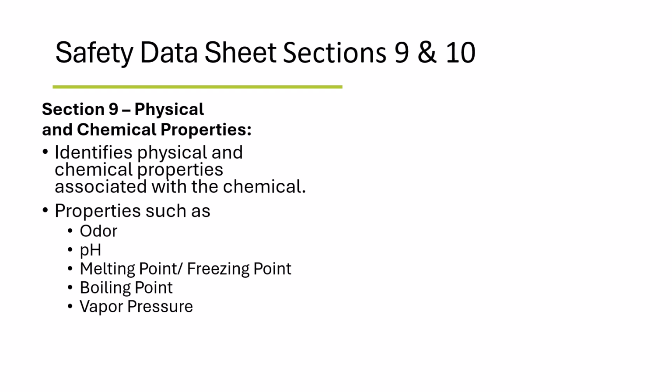Section 9 is where you go for the physical and chemical properties of the material you are working with. This section will include available information on the physical state, odor and odor threshold, vapor pressure, melting point, flammability, and more.